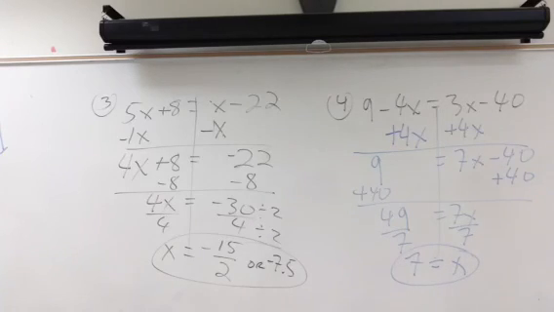So hopefully these 4 problems help show you what we need to do when we have variables on both sides of the equal sign. See you next time.